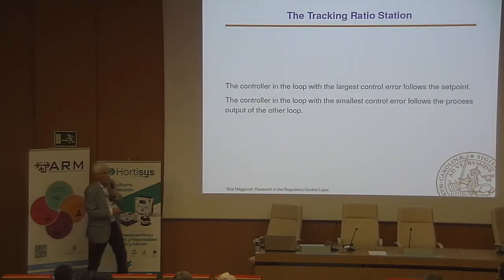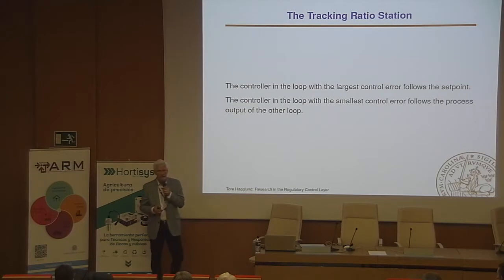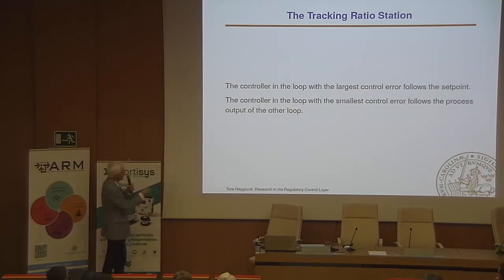So, what I suggested is another structure that is slightly more complicated, but I would say just slightly. And the idea is to switch the roles of master and slave between the two controllers, so that the loop with the largest control error becomes the master, and the loop with the smallest control error becomes the slave. It means that if some of the controllers run into problems, it will become master, and the other one will try to help him, her, by following the flow. So this is the basic idea.